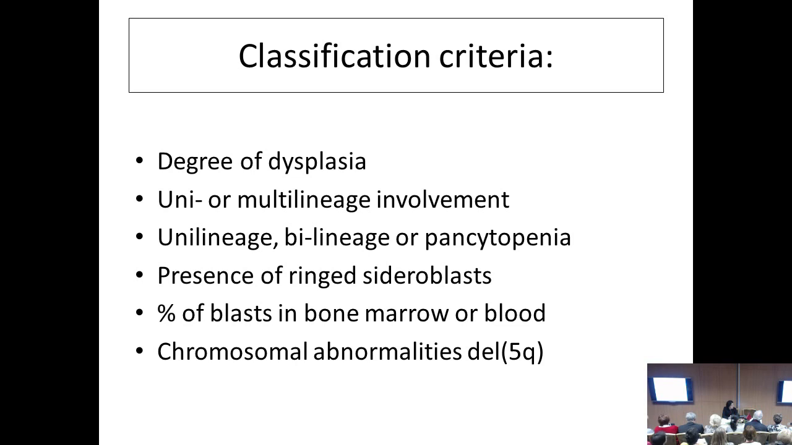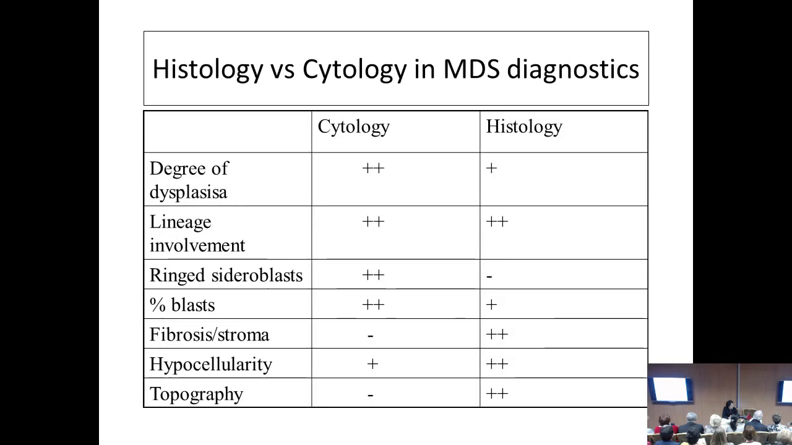And then there are chromosomal abnormalities, which are used to classify MDS, but this is outside of most of our expertise. Therefore, morphologists come into play in determining the blast count, the degree of dysplasia and the lineage involvement. This is what morphologists contribute to the diagnosis.